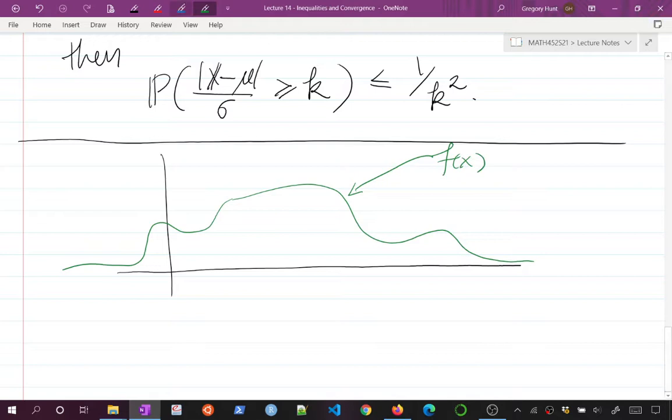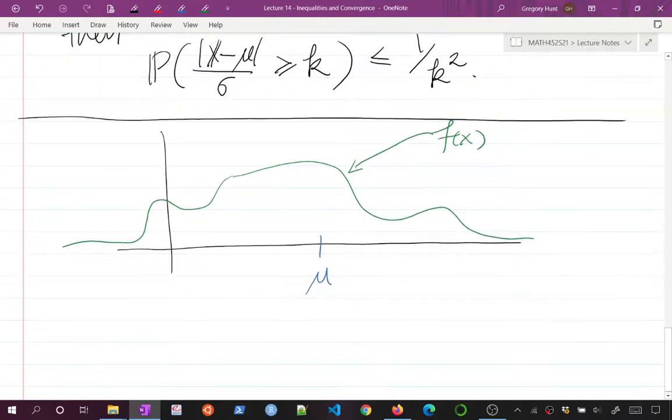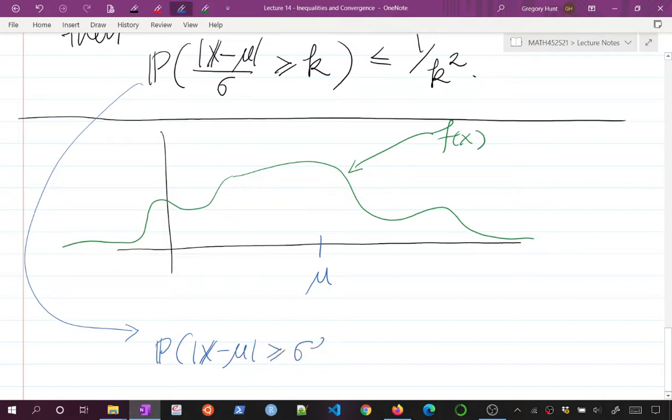And it has some mean. Who knows where it is? Maybe the mean is over here. Let's call it mu. And it has some standard deviation, and one way of rewriting this here is that the probability of the absolute value of X minus mu greater than or equal to K sigma, or sigma K, one can rewrite it this way.